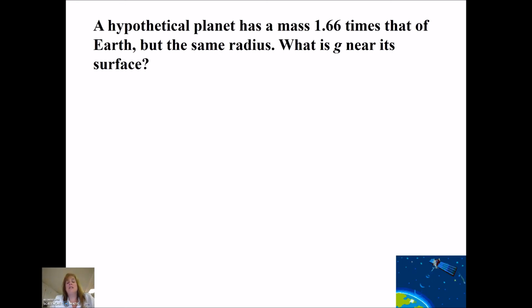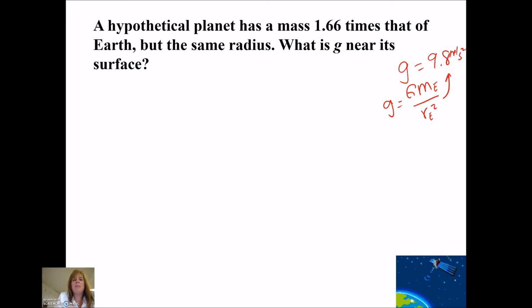Now, one question you're going to run into a lot, and in fact, you're going to see it in your packet, and I'm sure on the unit test for this, is to find the acceleration due to gravity on a planet by comparing that planet to Earth, because we know that g on Earth is 9.8 meters per second squared. So g would be equal to the gravitational constant times the mass of the Earth divided by the radius of the Earth squared. That's how we get 9.8. So if we could compare a hypothetical planet's mass and radius to Earth, then we could figure out what the acceleration due to gravity on that planet is. So let's take a look at it.